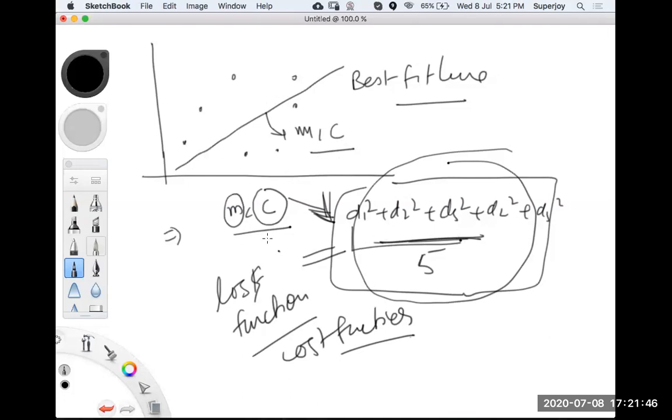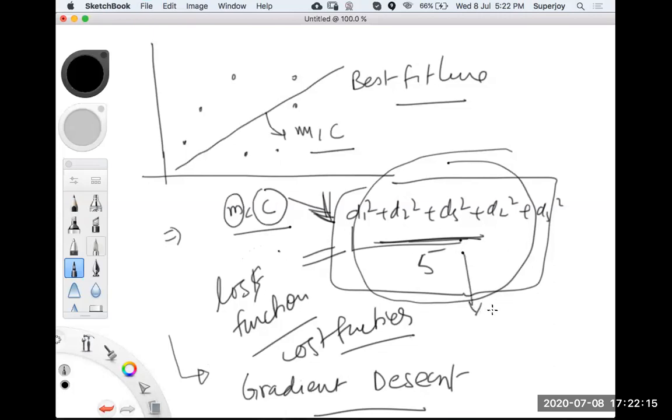And who identifies the M and C for us? There is an algorithm in machine learning known as gradient descent. Gradient descent is a mechanism through which we can optimize this function. That means we are trying to identify the optimal values of M and C that will always give us the minimum of this function. Let me repeat this once again in Hindi.